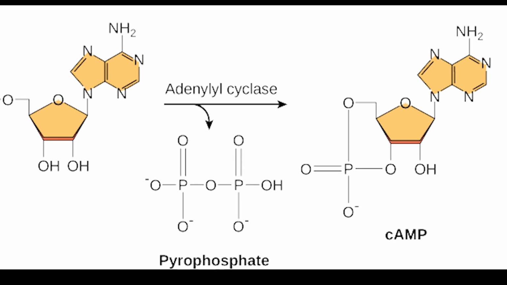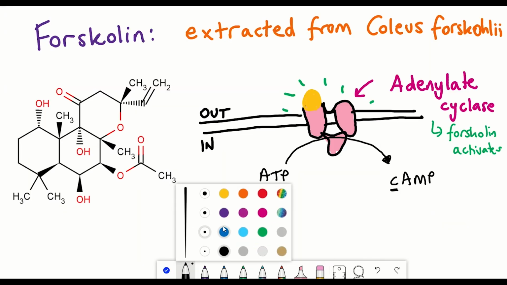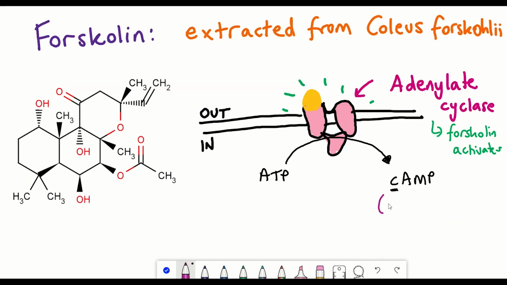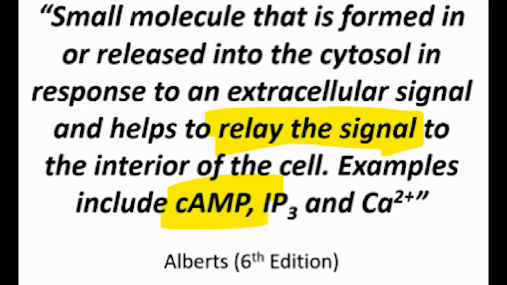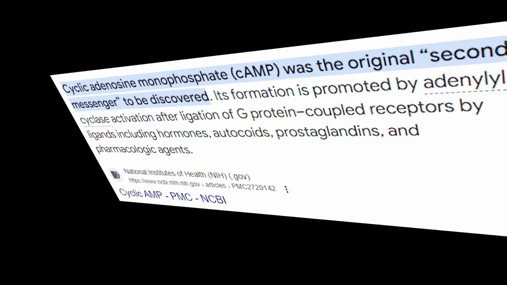While some call it cAMP, you should really call it cyclic AMP, as this is the cyclic version of adenosine monophosphate. And while you might not care much for cyclic AMP, our cells do, as cyclic AMP is a secondary messenger important for intracellular communication to regulate cellular functions. Or the fancy biochemistry textbook definition, a secondary messenger is a small molecule that is formed or released into the cytosol in response to an extracellular signal and helps to relay the signal to the interior of the cell. And cyclic AMP was the first secondary messenger actually identified.